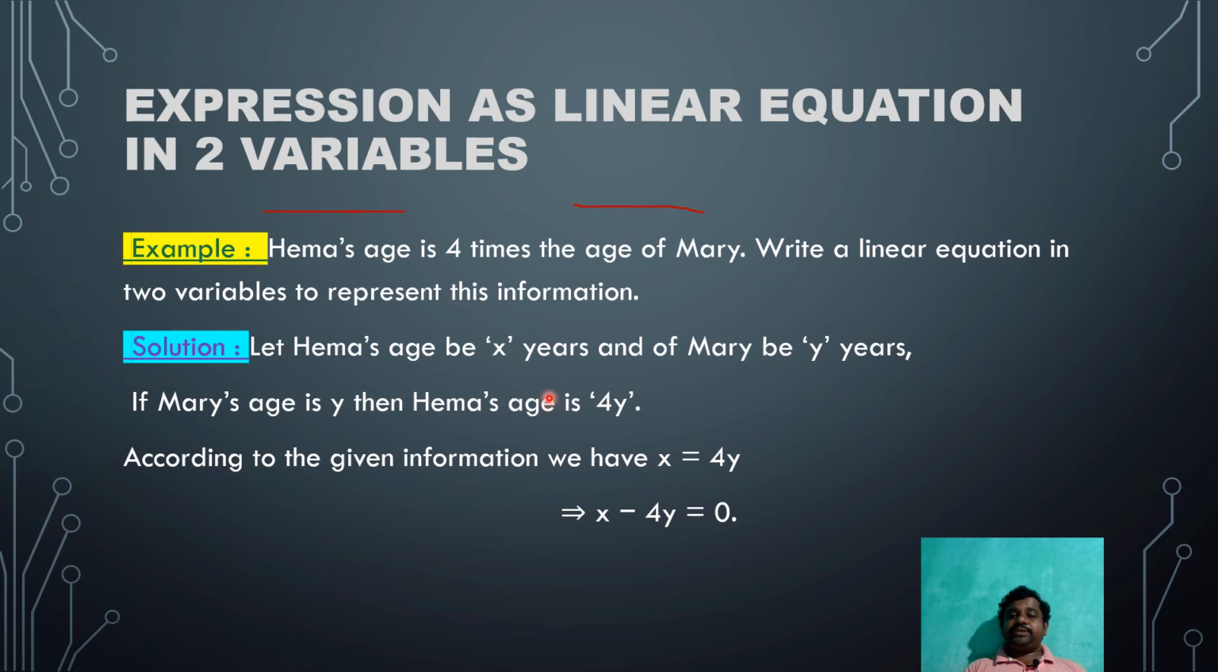According to the given information, Hama's age is 4 times the age of Mary, so x is equal to 4y. If we transpose 4y to the left-hand side, x minus 4y is equal to 0. This is a linear equation in two variables. Dear students, understand this. Okay, students, I hope you all understand this.